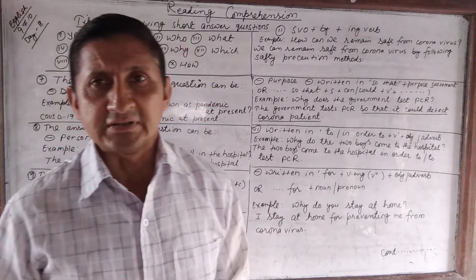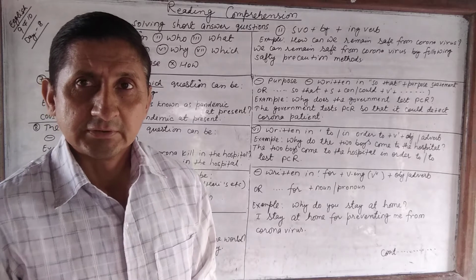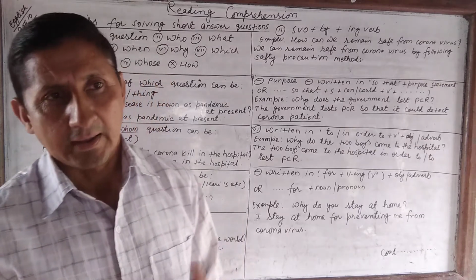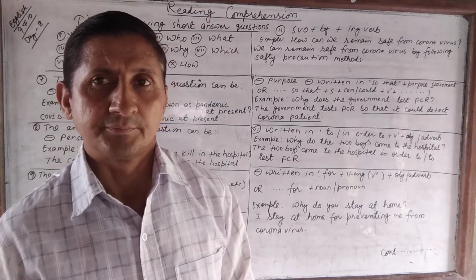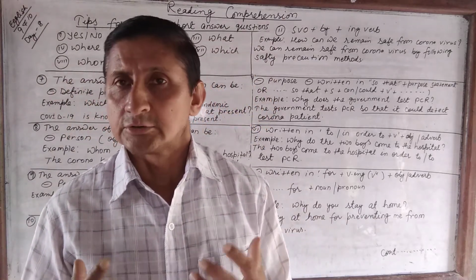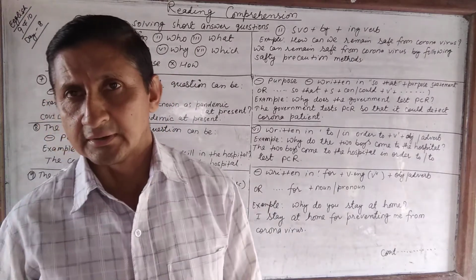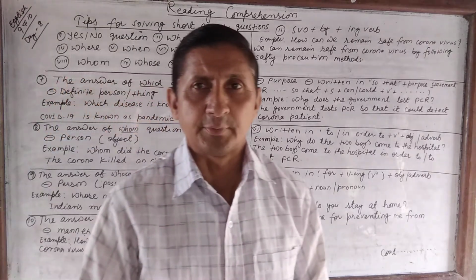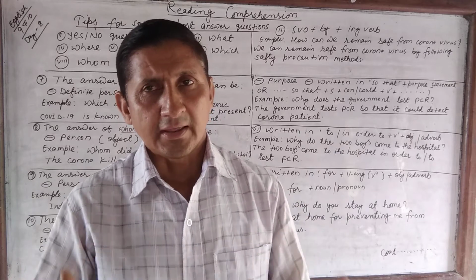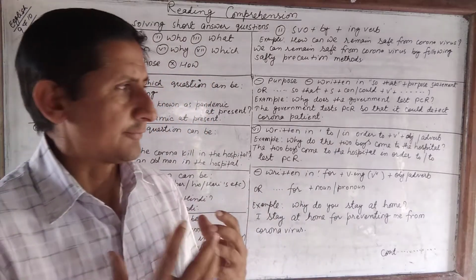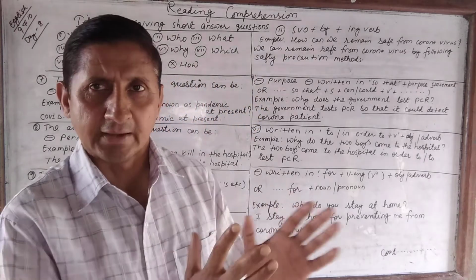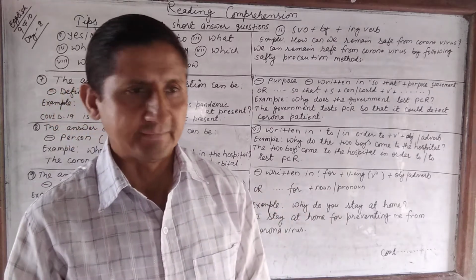The how question can start with how old. If it starts with how old, you have to find out the age of something or somebody. If a how question starts with how many, you have to find out the number of somebody or something. If it starts with how much, you have to write about the amount of something. If it starts with how far, you have to write down the distance. You have to find out the distance in the passage.